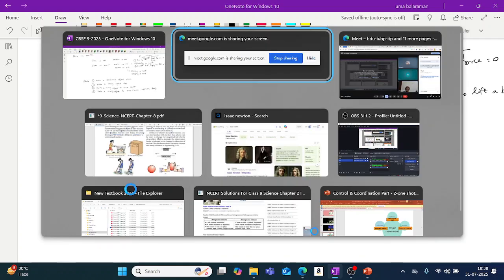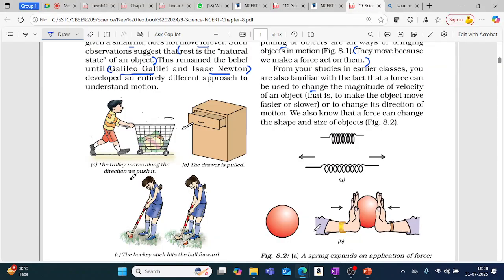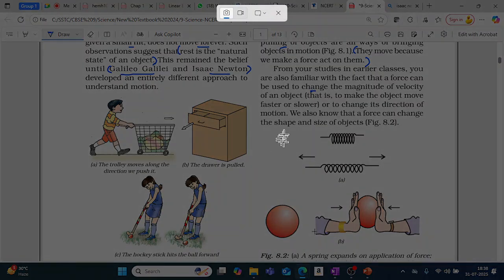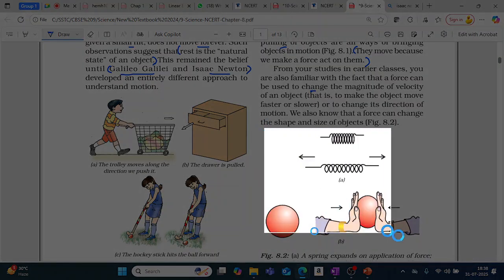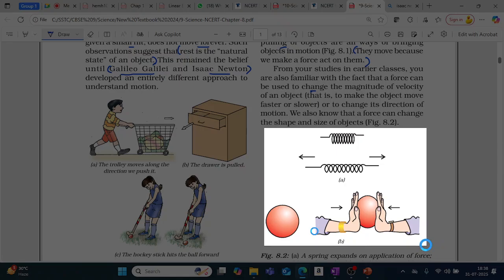Rishit, Lakshanya, shall we continue? Force can also change the shape and size of the body. What are the things that are possible by force?